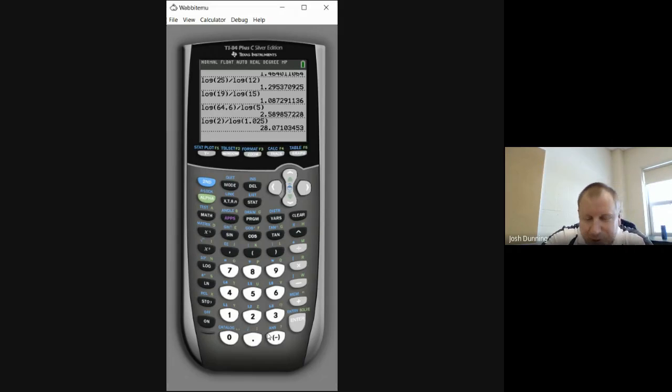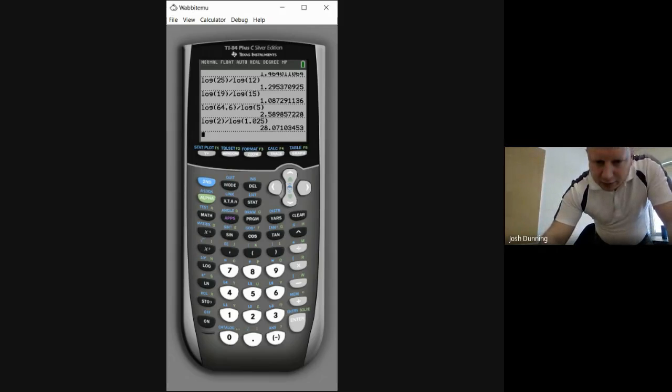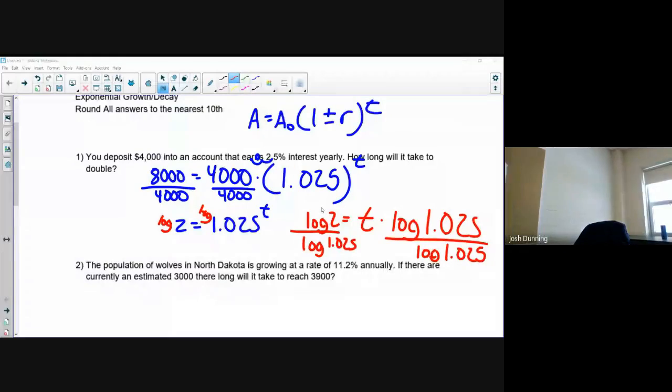Savings accounts really don't earn you that much money, and they're not even as high as 2.5%. But anyway, 28.1 years.